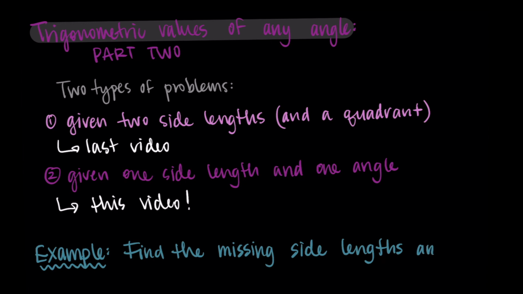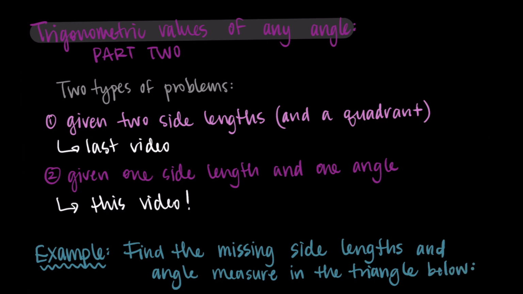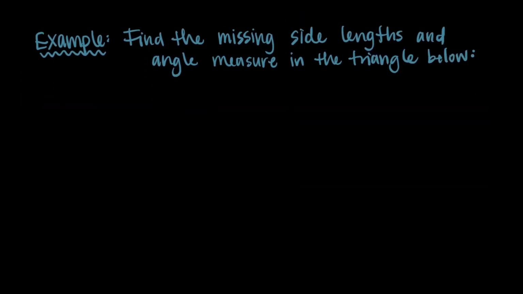Okay, so we're going to do an example, and we're going to find the missing side lengths and the angle measure in the triangle below. In this problem, we aren't specifically asked to find the trig values, but we're going to need them, and you'll see why in a minute. So the prompt here is to find the missing side lengths and the angle measure.